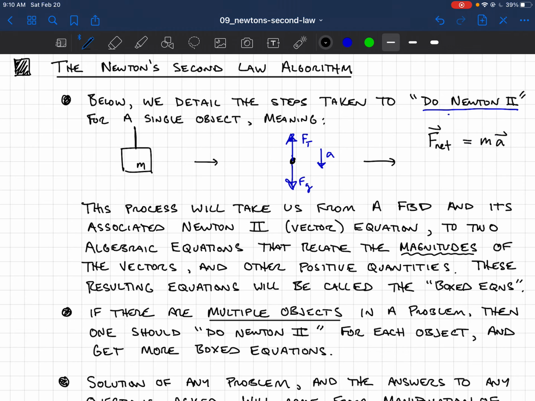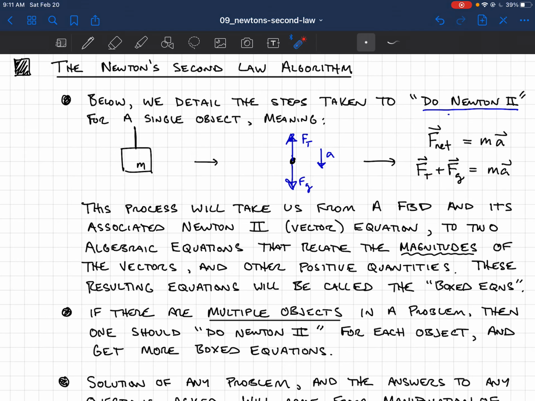So you can write that as the sum of the forces is equal to the mass times the acceleration, or you can write it as F net. But applied specifically to this problem, the sum of the forces is the literal sum of the force vectors. So we take an object, we make a free body diagram, and we translate that into a Newton's second law equation, and then we can do vector math on this process. So the process of doing Newton's second law will take us from free body diagram to equation, and then we'll do vector math to get numbers out of this.